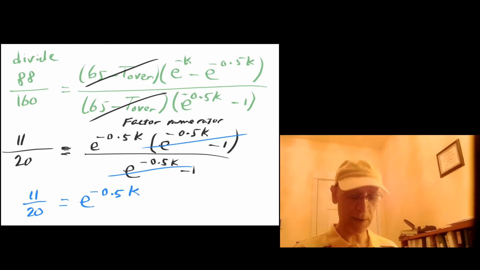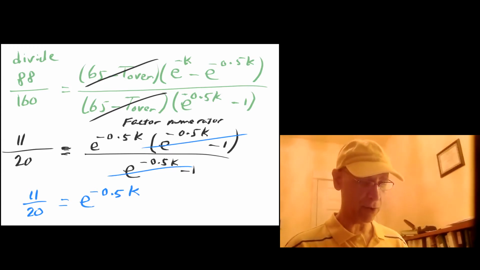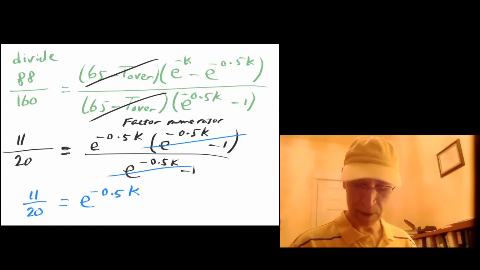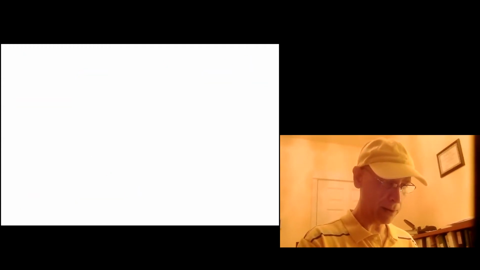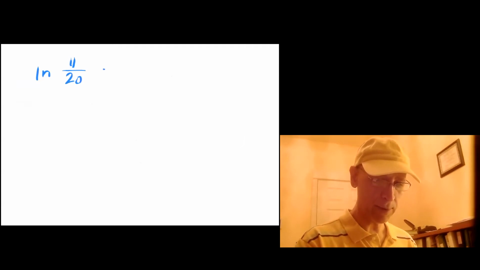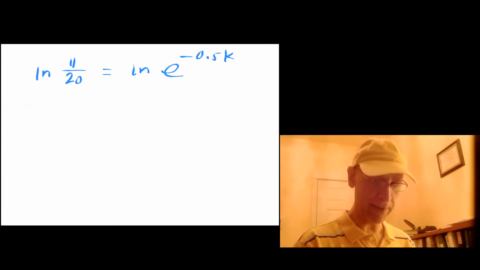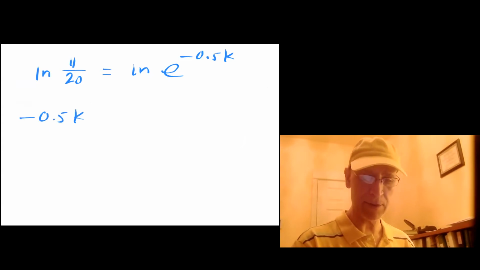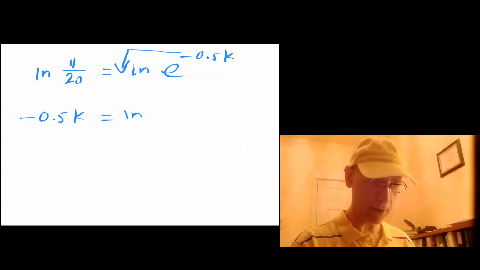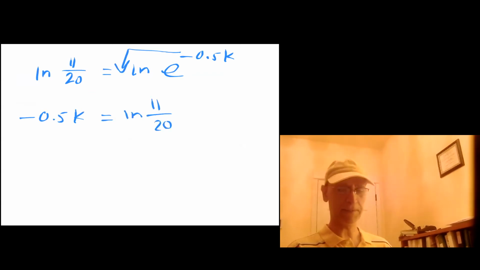At this point, I'm going to go ahead and take the natural log of both sides. So I'm going to have natural log of 11 over 20 equals natural log of e to the negative 0.5 k. And so what I'm going to have is negative 0.5 k, because now I bring this down, natural log of e is 1, equals natural log of 11 over 20.